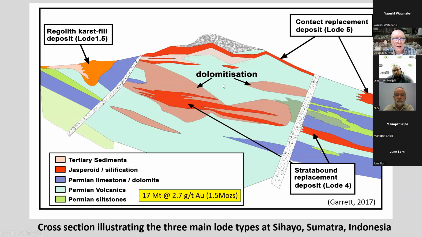So, a schematic cross-section of the mineralization at Siaho. It essentially occurs as strata-bound replacement lodes in dolomitized Permian limestones and dolomites. The red areas shown here are jasperoids, and this is where most of the mineralization sits. There's an interesting intrakarst fill deposit also that outcrops and could be part of a significant resource. The estimated endowment here is roughly 17 million tonnes at 2.7 grams gold for approximately 1.5 million ounces.